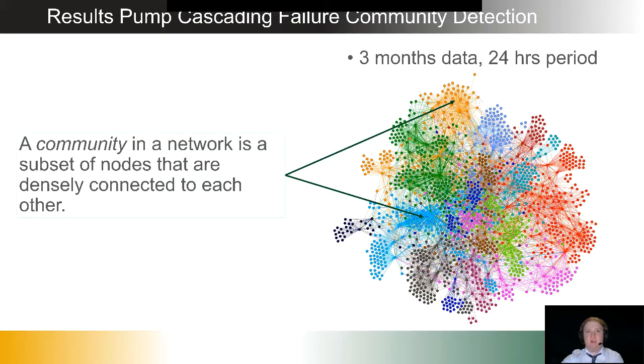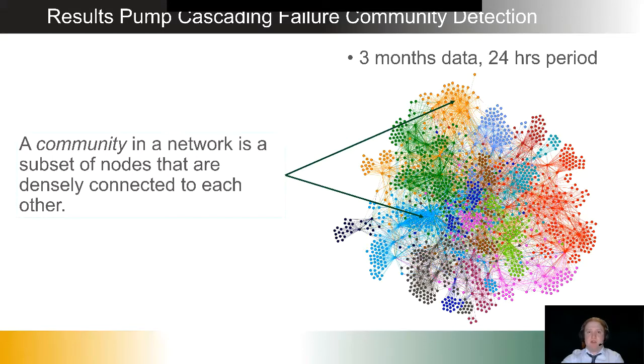The first one of the network measures that I'll be discussing today is community detection. A community in a network is a subset of nodes that are densely connected to each other and weakly connected to other nodes within the network. In terms of assets and work orders, for our network, a community is a group of assets that frequently have corrective work occurring within a small time window of each other.